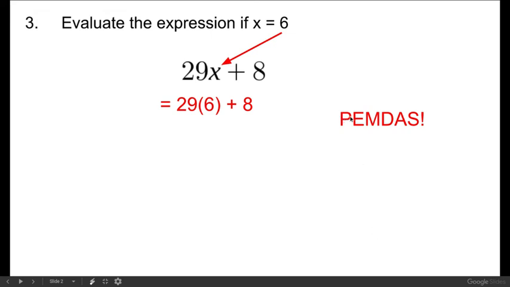So our parentheses, we don't have any exponents, but our parentheses means multiplication, so we're going to do that first. So 29 times 6 is 174, and then my plus 8 is going to come down, and now I can add for my last step. So 174 plus 8 is 182.